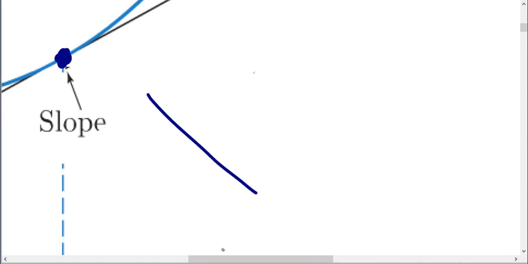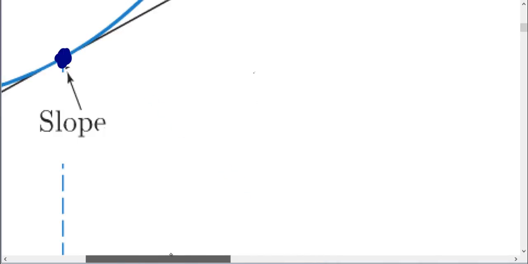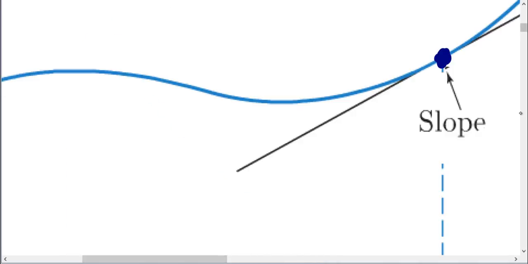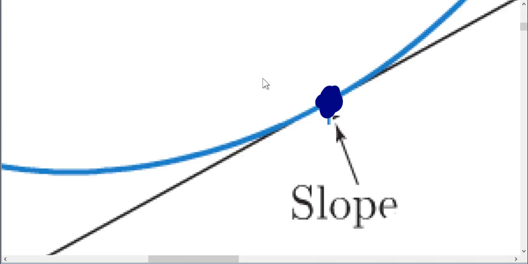Sorry, we don't have really good resolution here, but you can kind of see the same idea of me zooming in further and further. So now I've zoomed in further and further, and you can see that this curve, if you zoom in far enough, is almost indistinguishable from the tangent line. So that's how you find the slope of a curve.